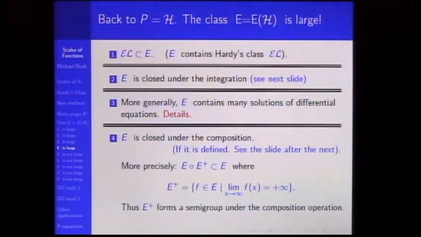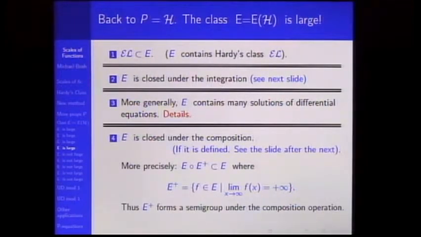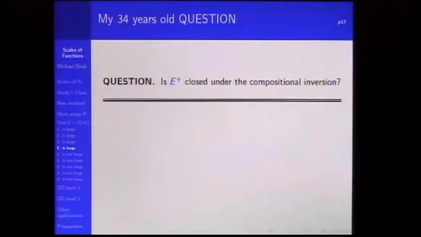Those are germs at infinity. In order for f of g to be defined, g must approach infinity, otherwise it does not make sense for composition of germs. So if we take all functions which approach plus infinity, what is claimed is that this is a semigroup under composition. And the natural question is, what about compositional inversion?